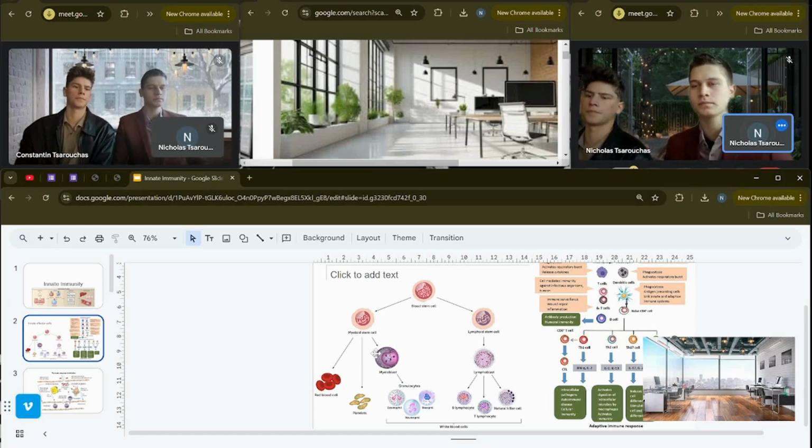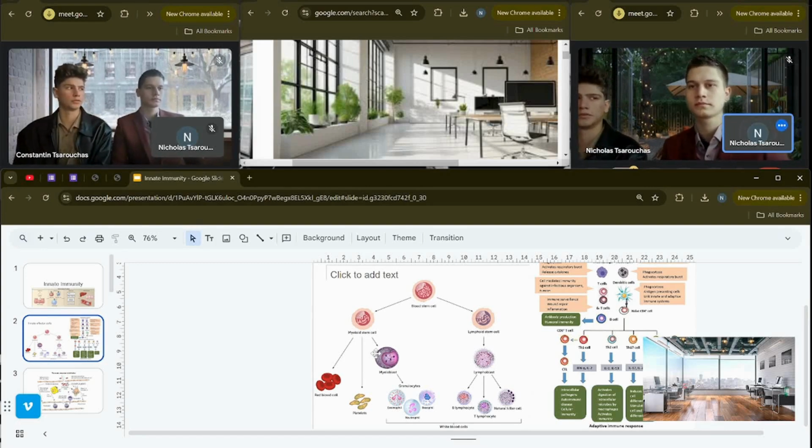Okay. Briefly, let's go through the three, I would say, least common or lowest in number. Is that true? Basophils, eosinophils, and mast cells. Are they low in number? How do they vary?